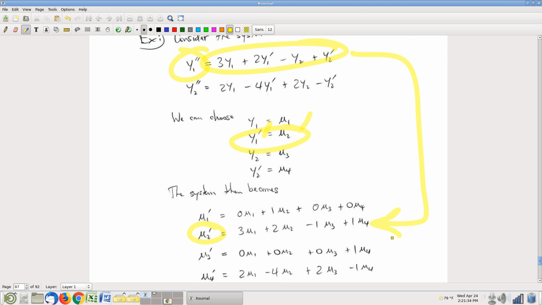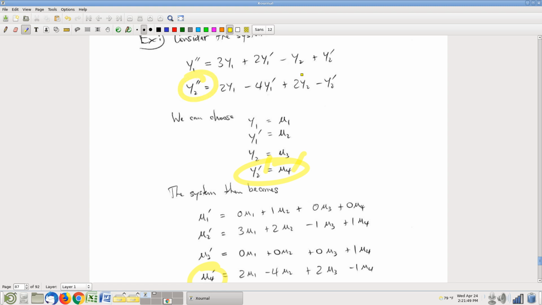Everybody on board? And then likewise, u4 prime, taking a derivative of both sides of this equation, u4 prime is y2 double prime, which is that, which is this, which goes there. And notice what I've got now.